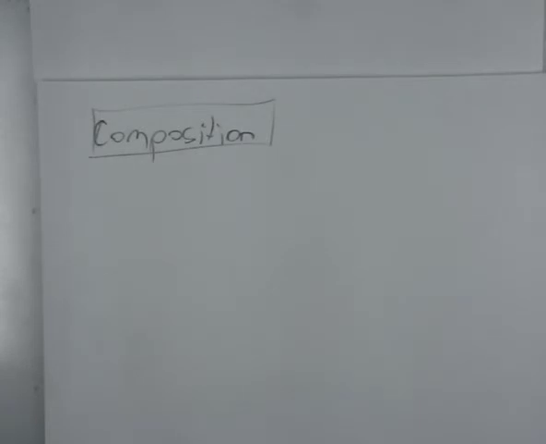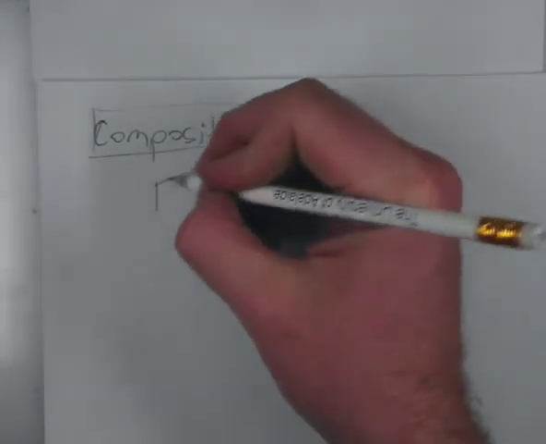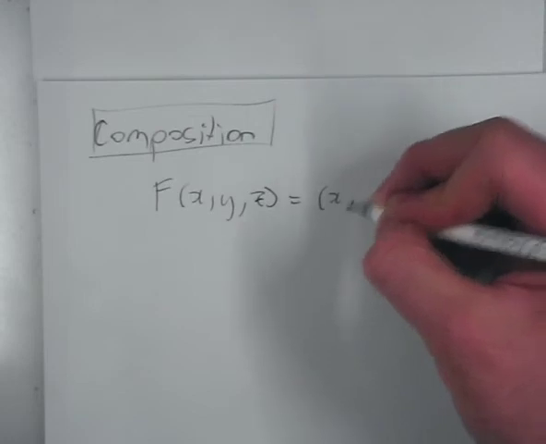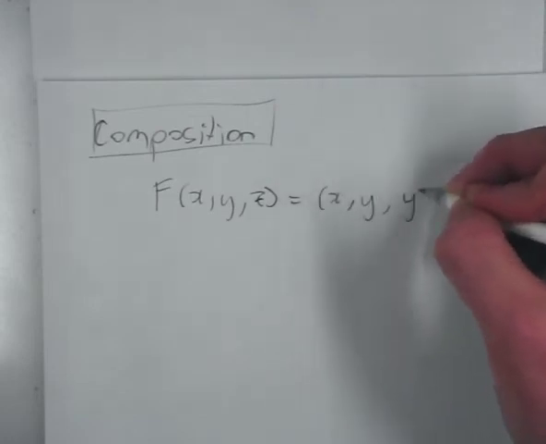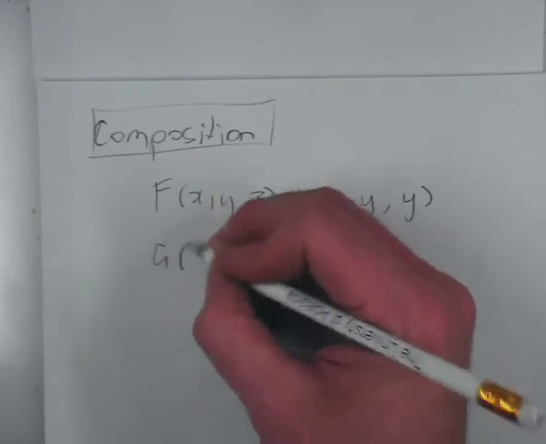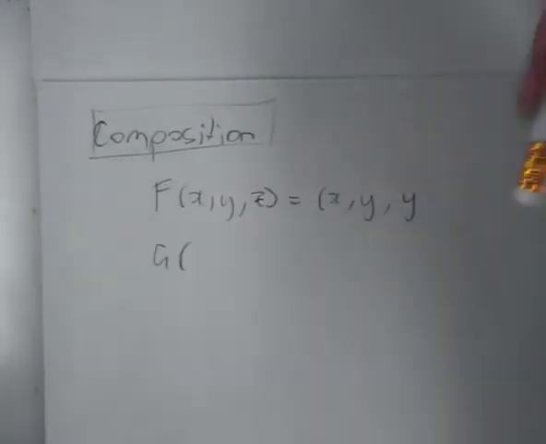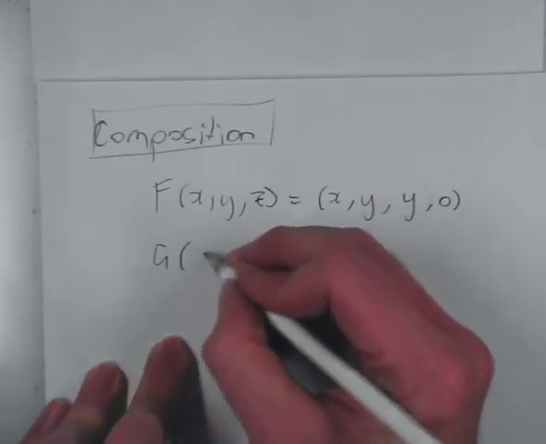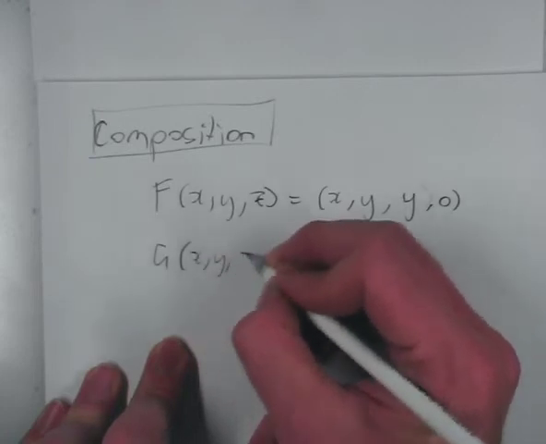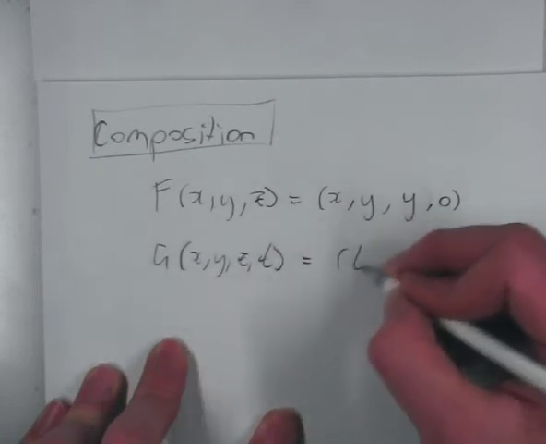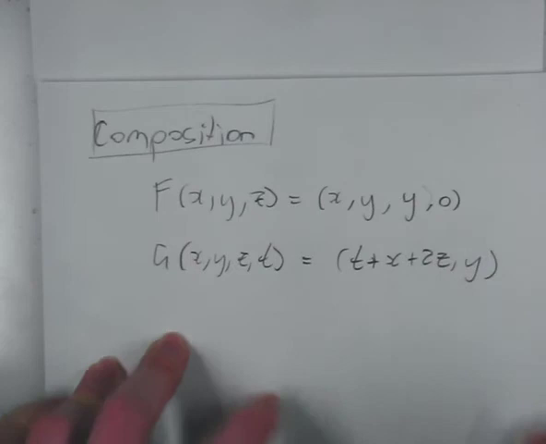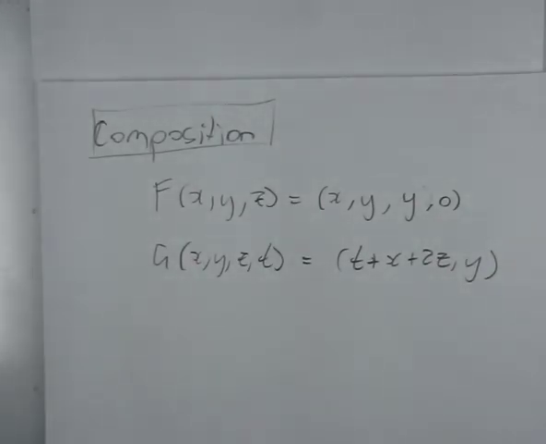That's about it. So you might have f of x, y, z is something like that. And then you might have g of x, y, z, t is t plus x plus 2z, y, something like that. And then you'll be asked, what is g of f? So you might be asked, is it possible to do f of g?